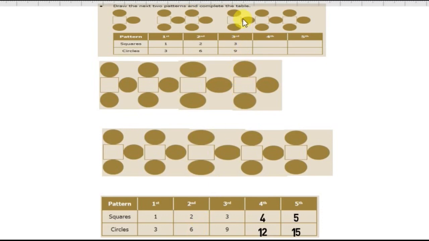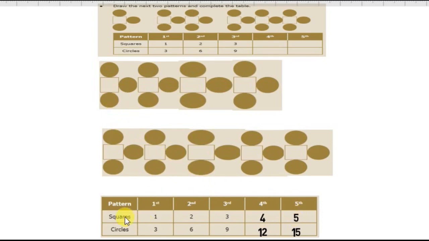The third figure has 3 squares and 9 circles. You don't need to count each time; you can simply use the pattern. For squares, 1 plus 1 is 2, 2 plus 1 is 3, 3 plus 1 is 4, 4 plus 1 is 5.